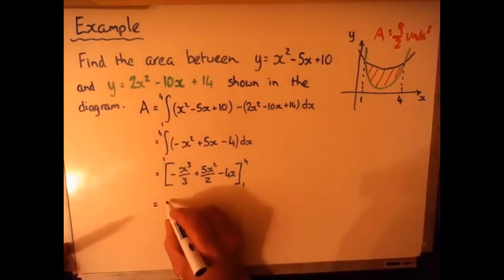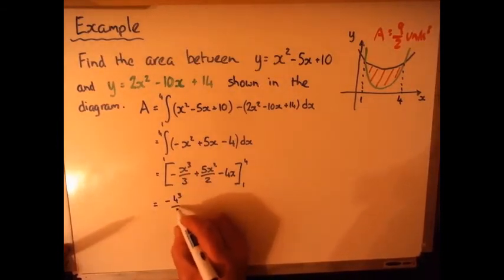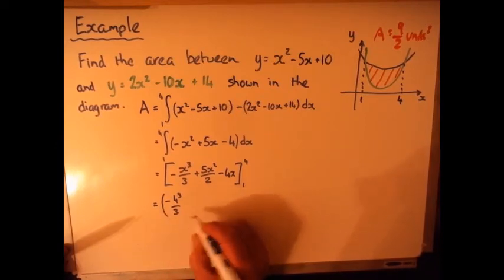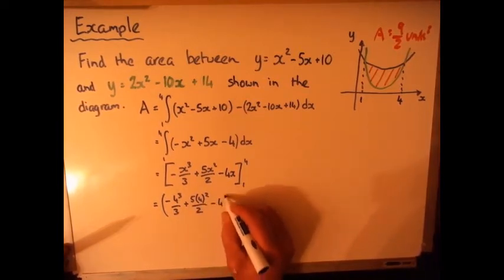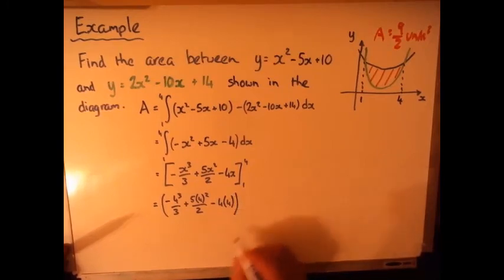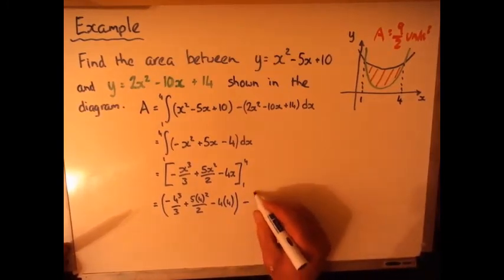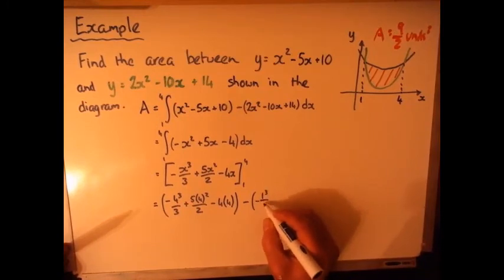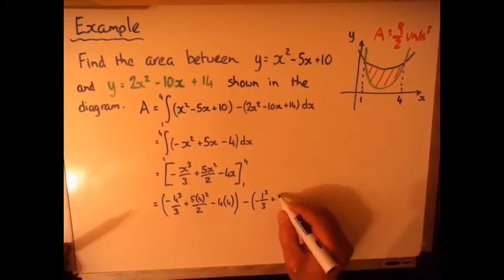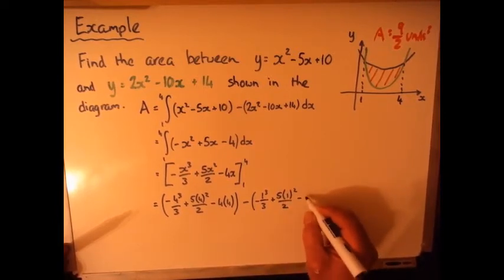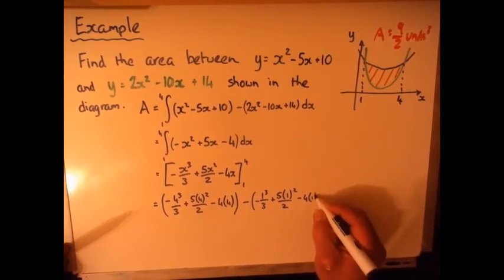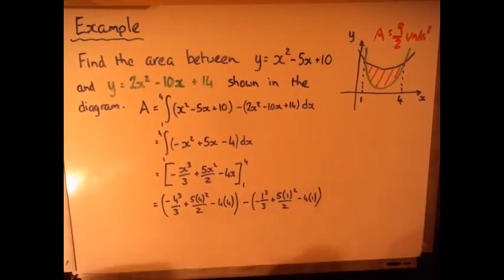So first things first, put the upper limit of 4 into this. So I get negative 4 cubed over 3 plus 5 lots of 4 squared over 2 minus 4 lots of 4, and then I'm going to put in my lower limit of 1, so I'm going to get negative 1 cubed over 3 plus 5 lots of 1 squared over 2 minus 4 lots of 1. And now I just need to go ahead and evaluate all of these terms.